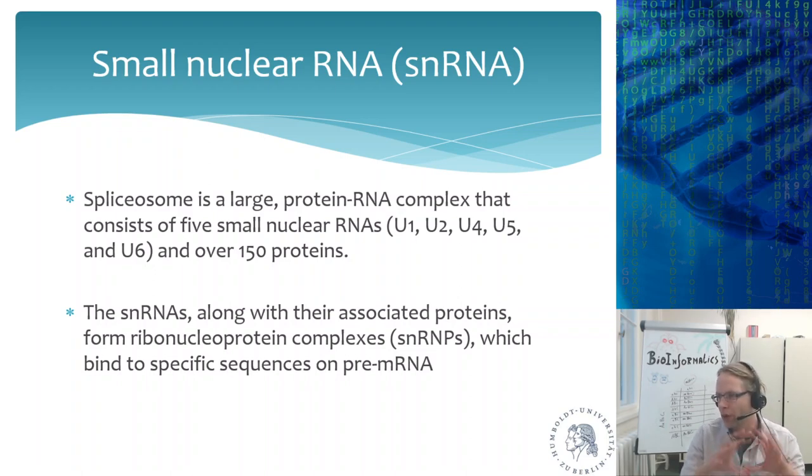And this whole spliceosome complex is made out of 150 different proteins, and it is built up in parts. So you have the first parts binding, and then other parts binding, and then the RNA is pulled together to make a little loop, and then the RNA is fused together again. These small nuclear RNAs, along with their associated proteins, form a ribonucleoprotein complex, called snRNPs, which bind to specific sequences on these pre-mRNAs.